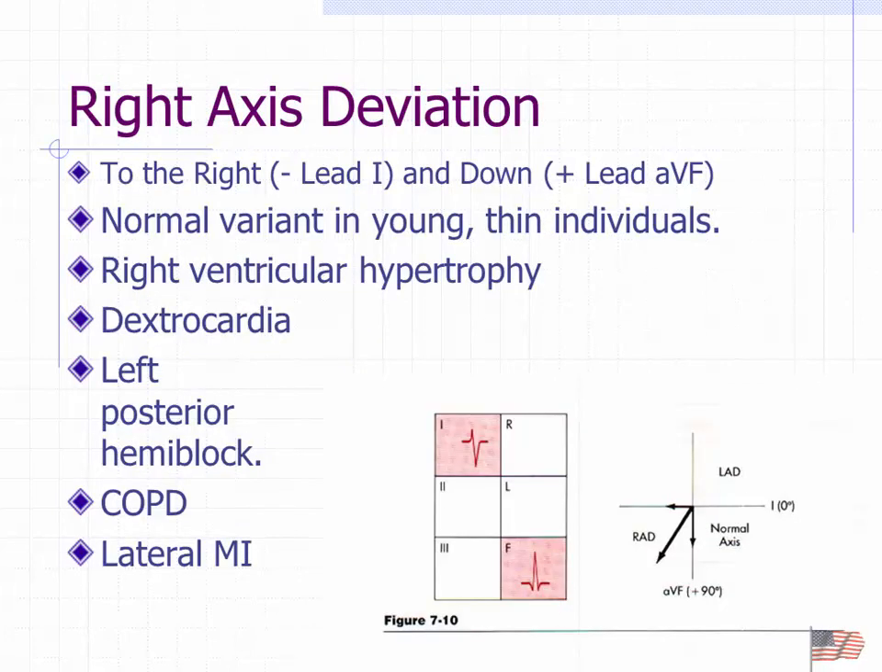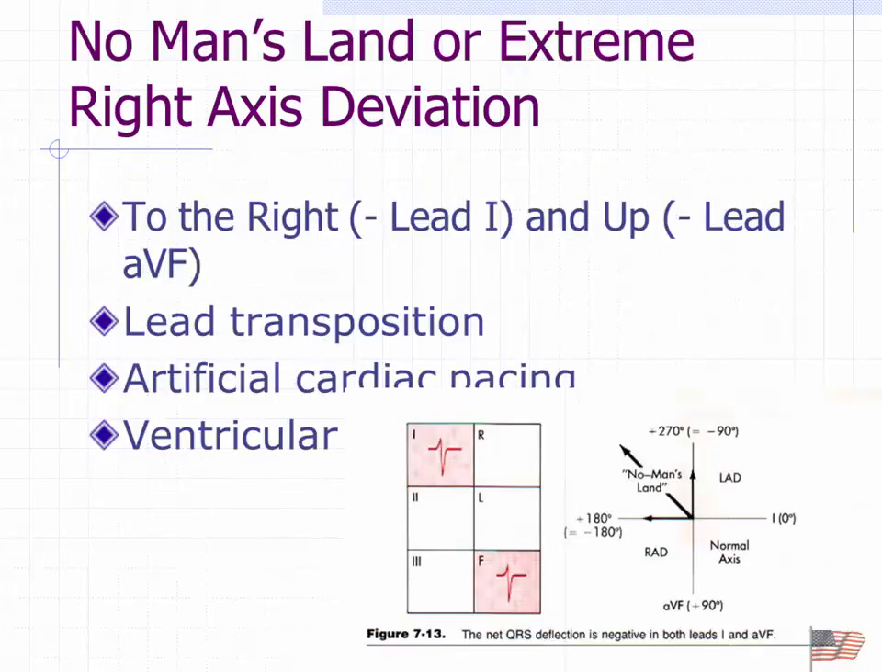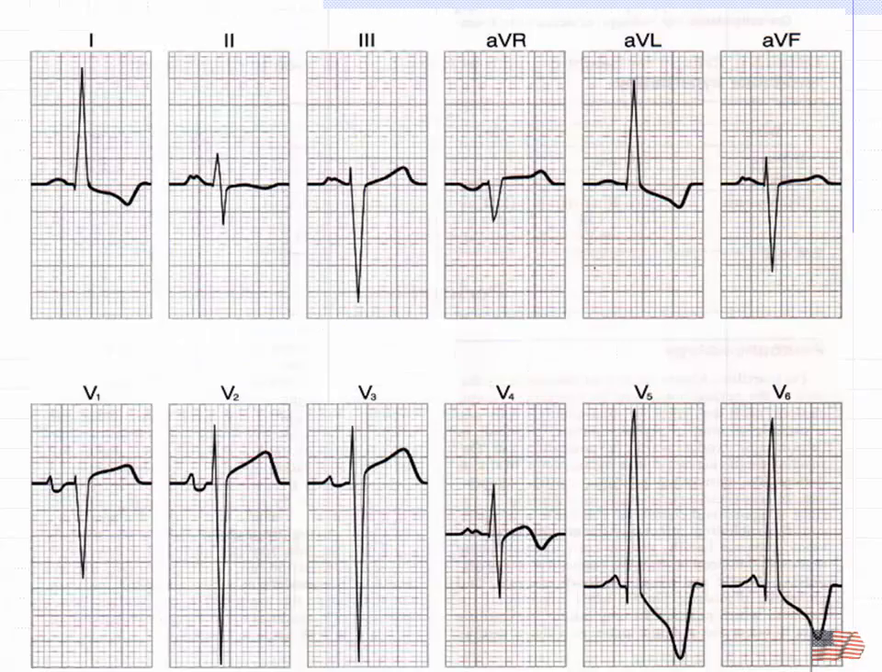With left axis deviation, we talked about left ventricular hypertrophy, or in this case even an inferior MI. A right axis would be a left-sided MI, like the lateral wall, or a right ventricular hypertrophy. And the weird one is where they're both negative, and a pacemaker is probably the most common thing you'll see with that.